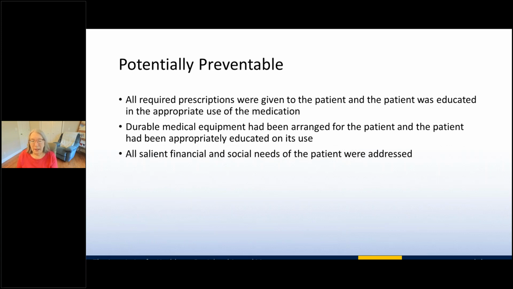I think I have the same bullet point at the top here that I had at the bottom of the last slide. If the patient needed durable medical equipment, was that arranged for? And then financial and social needs. If the patient had specific financial and social needs that you were aware of, were those needs addressed in the discharge plan?